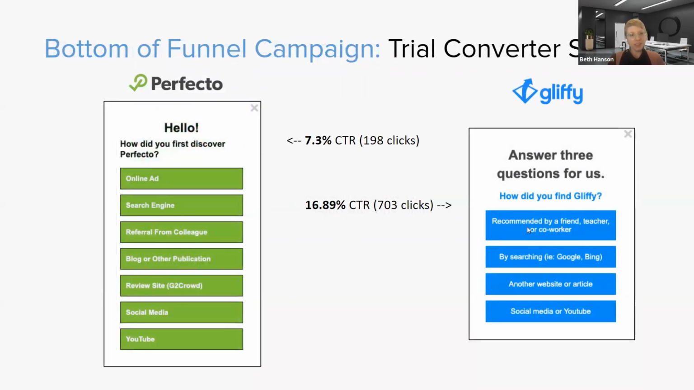All right. This is, I think, my last example. We've also been doing some surveys across all of our brands. And one type of survey that's been working really well for us has been to people who have signed up for the trial on both Perfecto and Gliffy. So we've been using these surveys to just learn more about our audience by simply asking them, how did you first hear about us? What are you interested in next? And this gives us more information to make better marketing decisions. It also gives us information we can then pass on to our sales teams that they might not have known otherwise.